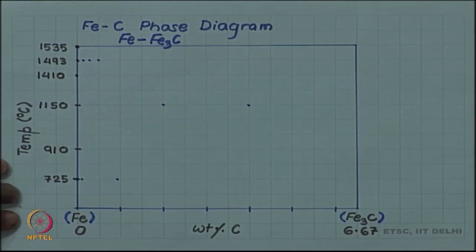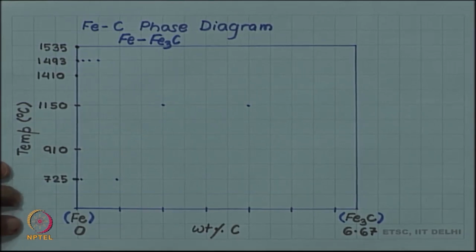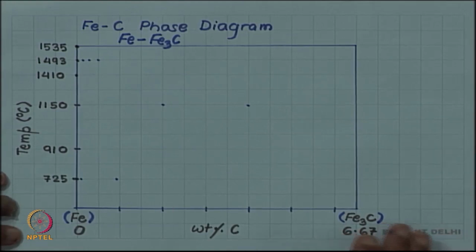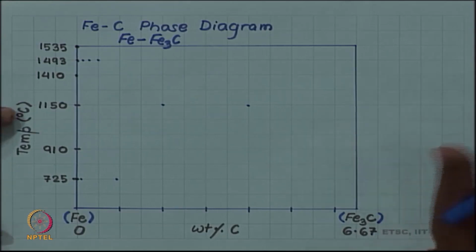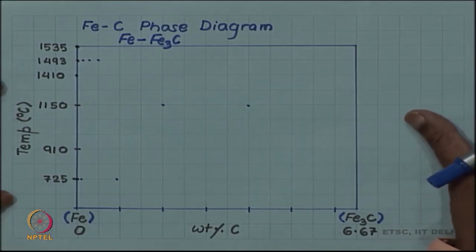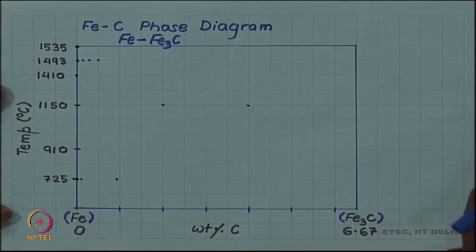Now, I told you that there are 3 invariant reactions, and we have seen in the last video that every invariant reaction in a binary phase diagram is always represented by a horizontal line. So, we will have 3 horizontal lines. So, let me begin with that. I am gradually trying to build up the phase diagram because the phase diagram is complicated, and seeing it all at once can be a little unsettling to a beginning student. So, let us gradually begin with each of these invariant reactions.